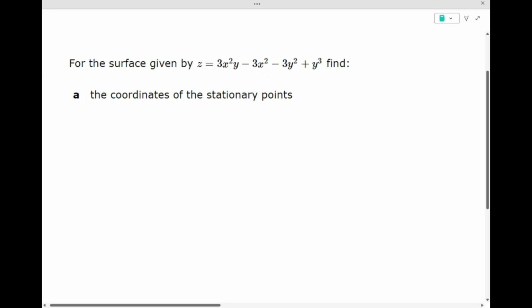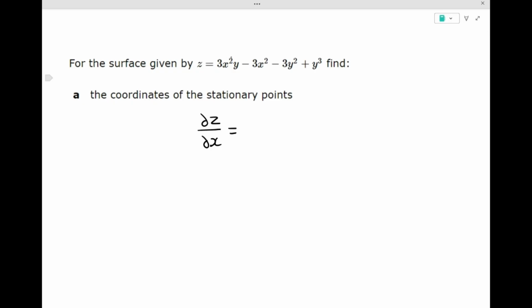In this video, we're going to look at a harder example of finding the stationary points of a surface. Okay, so we've got our equation here. Step 1 is to find the partial derivatives with respect to x and with respect to y. So let's start with x. So the partial derivative of z with respect to x is equal to, right, so let's go through the terms.